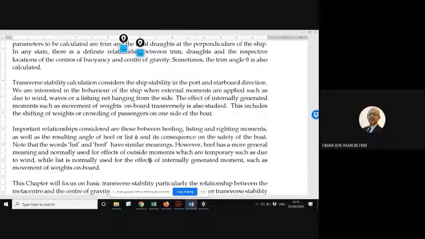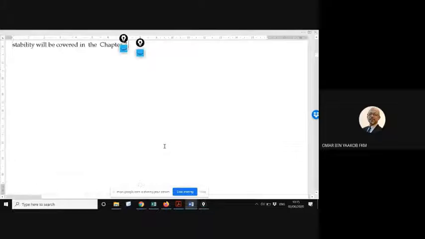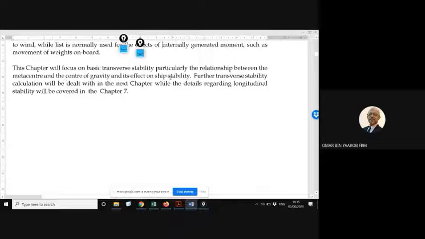After this, everything that we're going to say in this chapter, we are only dealing with transverse stability. So stability from side to side, from port to starboard, heeling of the ship. You can read what it means, what is list, what is heel, and so on. This chapter will focus on basic transverse stability, particularly the relationship between the center of gravity and its shape stability. Further transverse stability will be in the next chapter, chapter 5, and longitudinal stability is in chapter 6.